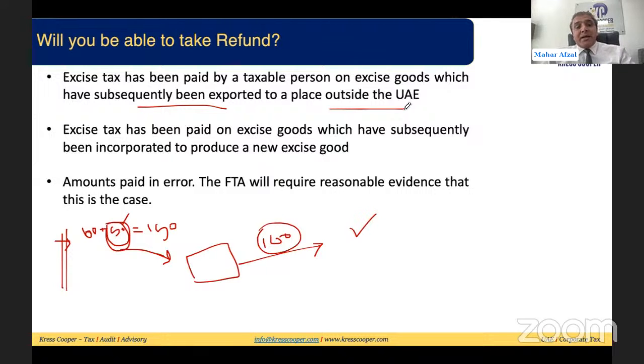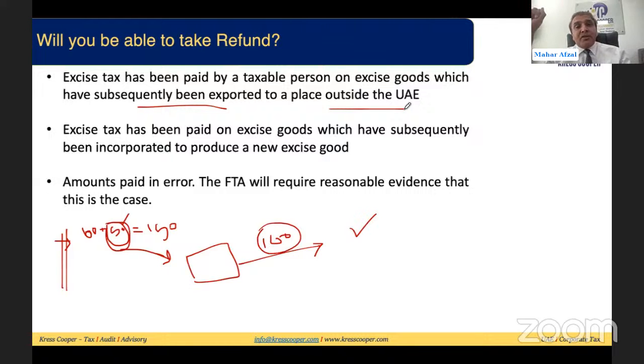This is the first. Second, you are importing, buying, or manufacturing excisable goods, and those excisable goods are being used in another product that is subject to excise duty. We'll look at an example next. So excisable products are being used to manufacture another excisable product. To avoid double taxation, you will be liable to pay excise duty on the final product, and you have the right to take the refund from the FTA. This is the second possibility.